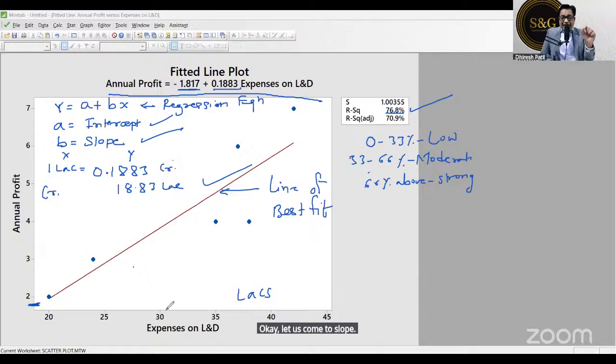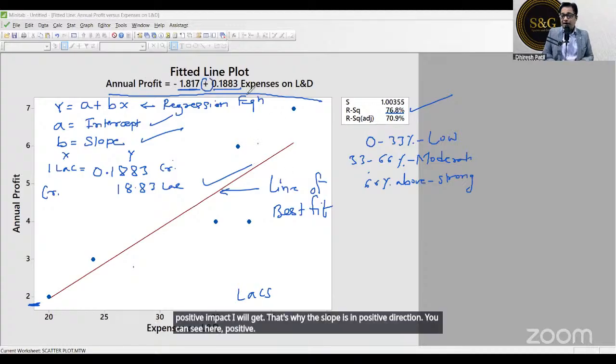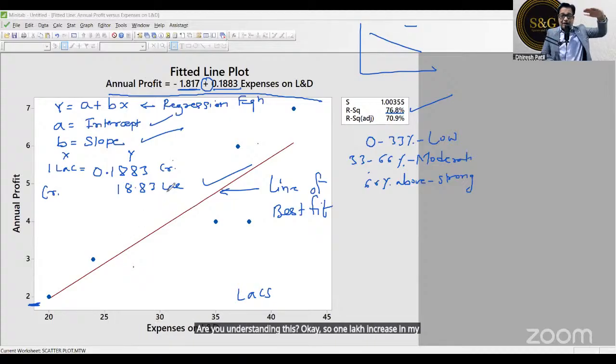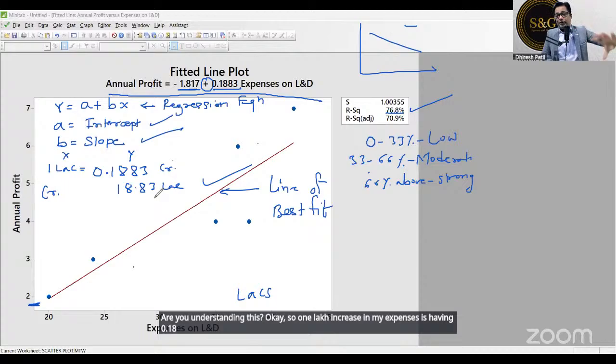Slope is what? If I increase the L&D expense by 1 lakh rupees, how much positive impact will I get? That's why the slope is in the positive direction. You can see here it is positive, 0.1883. If this were a negative relationship, my slope would have been negative, so a 1 lakh increase would have had a negative impact. Are you understanding this? Okay. So a 1 lakh increase in my expenses gives a 0.1883 crore rupees increase in my profit margin, and this is called the slope.